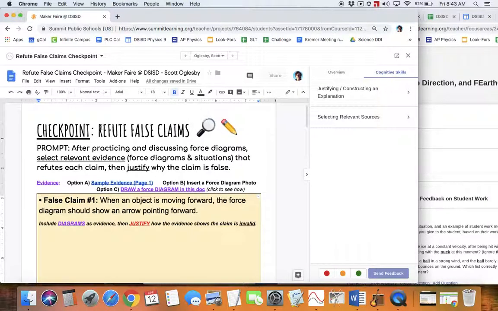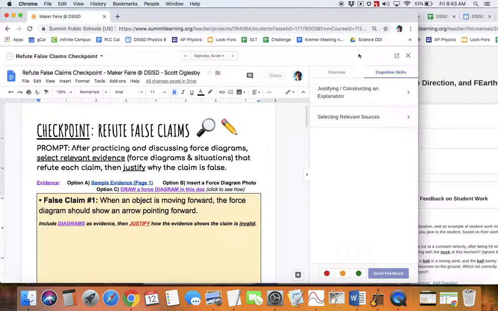This is a video showing you how to complete a refute false claims assignment specifically related to forces. The prompt here says, after practicing and discussing force diagrams, select relevant evidence, force diagrams and situations, that refute each claim, then justify why the claim is false.